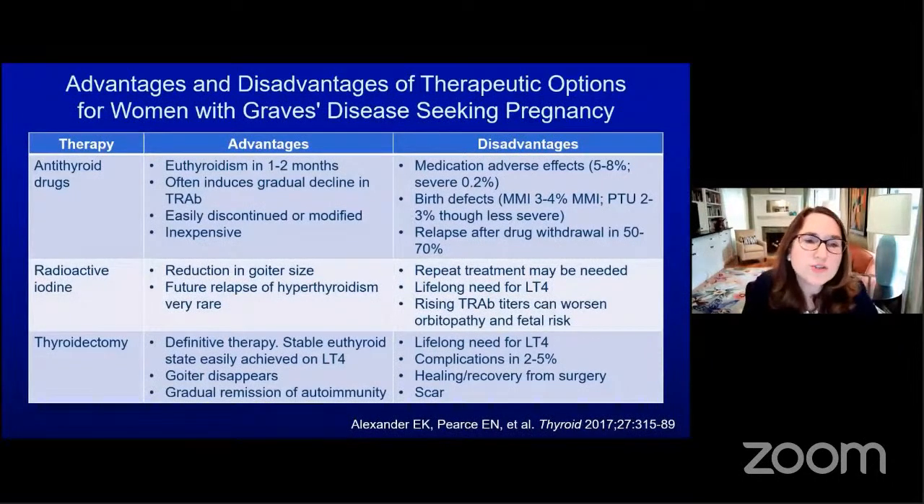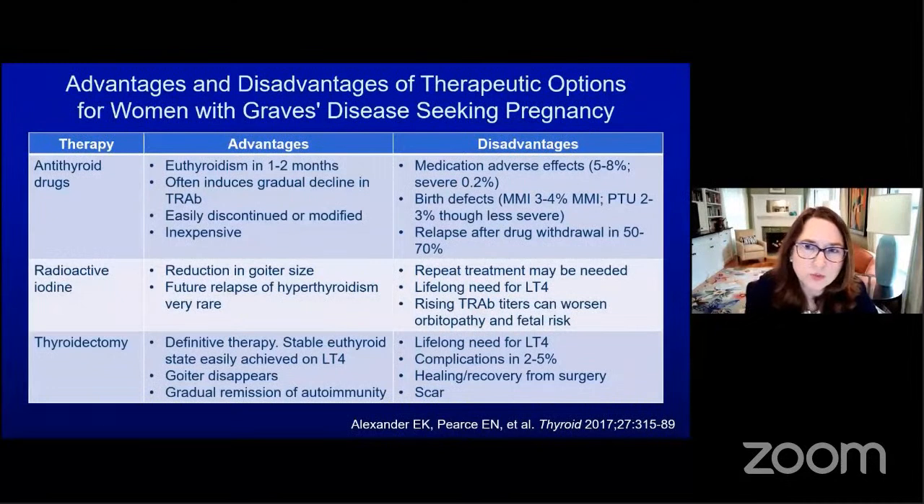In women who want to continue on antithyroid drugs, if they're actively trying to conceive, it probably makes sense to switch them from methimazole to PTU, because if there's going to be antithyroid drug exposure in the first trimester, the PTU is going to be safer. In thinking about these options, one needs to think also about timing, that after thyroidectomy or radioactive iodine, we typically recommend waiting until women are stable on replacement thyroid hormone before trying to conceive.